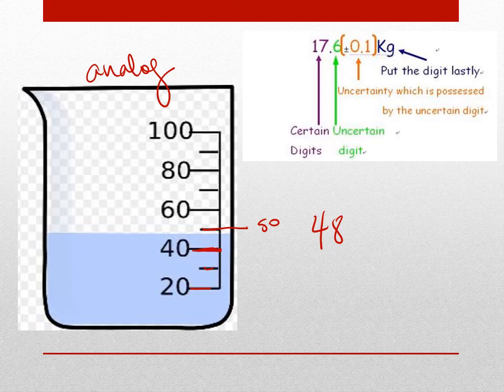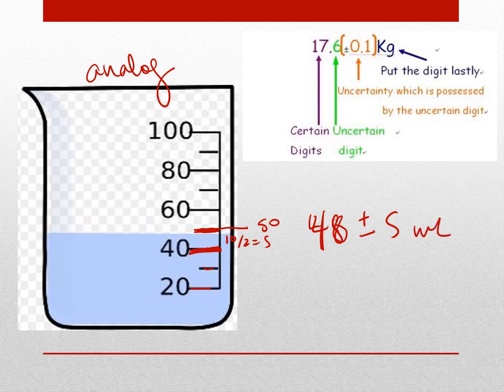What we're going to do is cut our graduations in half. So if this is 50 and this is 40, 40 to 50 is 10. I'm going to take that 10 and cut it in half, and that's going to be 5. So I'm going to say 48. I know for sure the 4, I'm guessing the 8. I'm going to say plus or minus 5 because half of 10 is 5. So 48 plus or minus 5 milliliters.